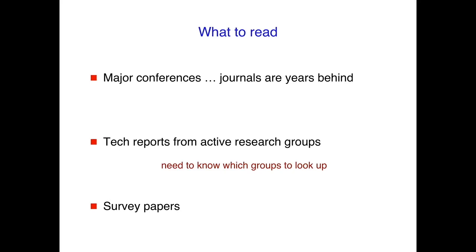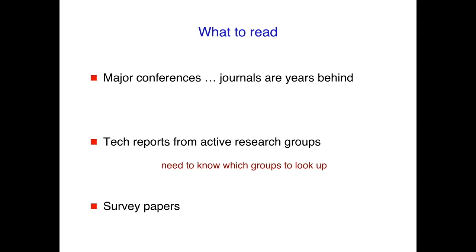But if you're just trying to scan for literature, then major conferences are the way to go in computer science right now. There are some very good journals, but they're many years behind. So that's not where you'll find the latest work. And for really current research, you need to look at tech reports. For example, in my area, we publish reports on arXiv. There are other places that people publish as well.